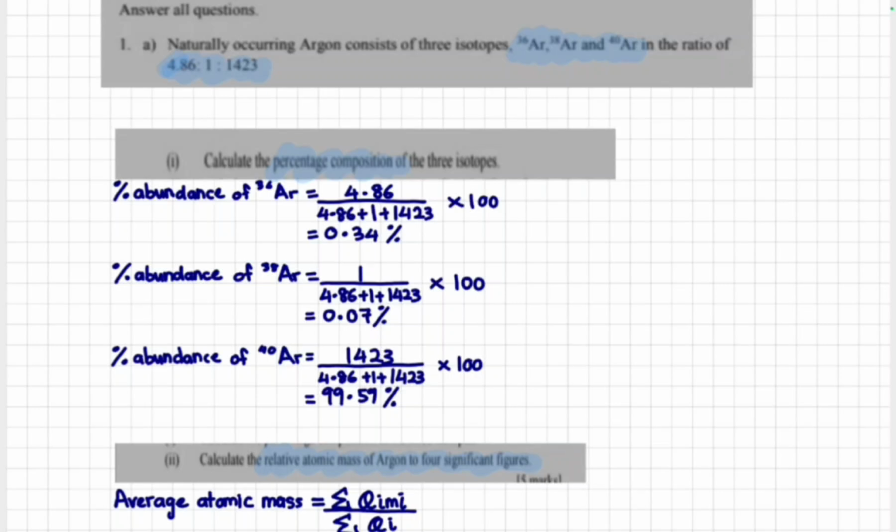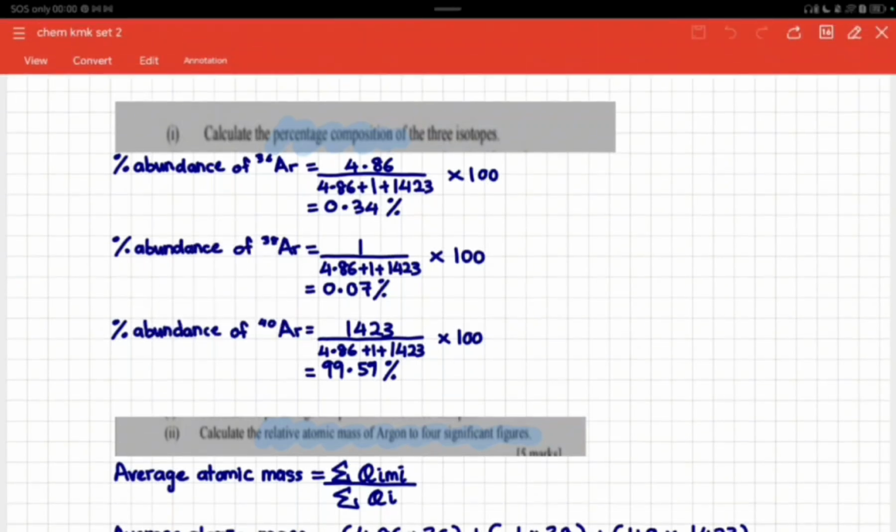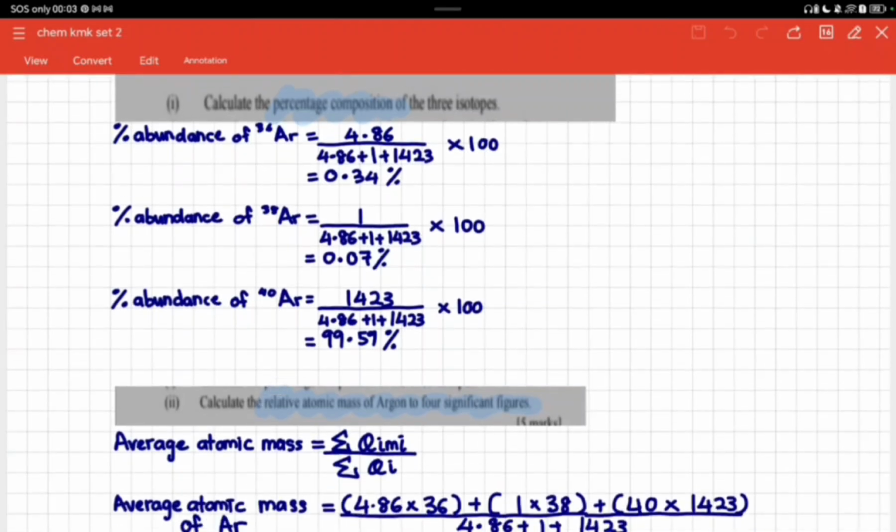Next, we need to calculate the percentage abundance for argon-38. The ratio given for the relative abundance of argon-38 is 1. So we need to use 1 and divide by the total relative abundance of the 3 isotopes and multiply it by 100. So the answer is 0.07%. And lastly, we need to calculate the percentage of abundance for argon-40. We just do the same method and we can get the answer 99.59%.